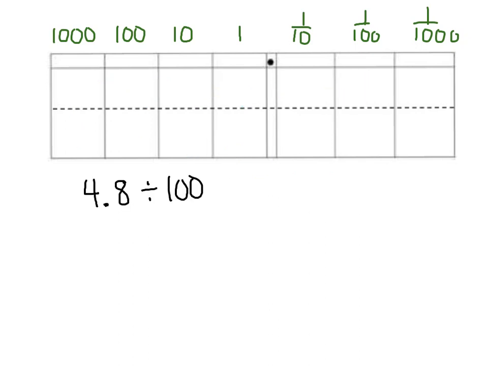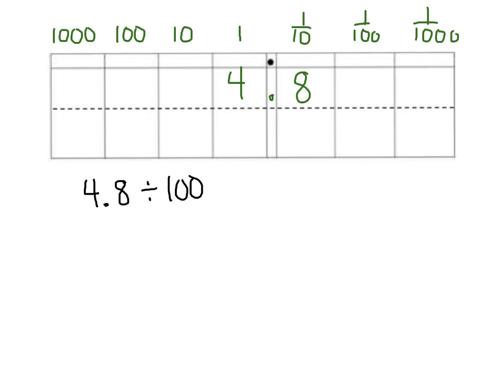Next we'll divide, and it's the same idea. I'm moving my digits to make it powers of 10 smaller this time. So I have 4 and 8 tenths divided by 100. So I'm going to write that right on my place value chart. 4 and 8 tenths, decimal place is right there.